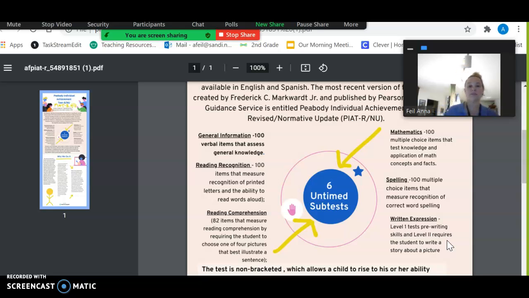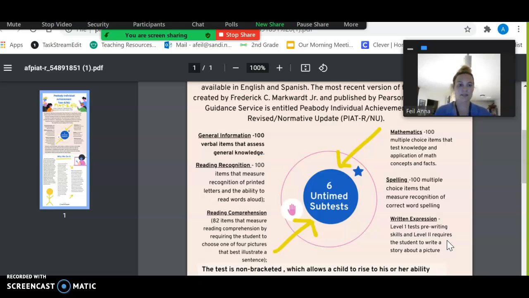So the content is 6 untimed subtests. The first area is general information, which is about 100 verbal items that assess a wide range of general knowledge. Second is reading recognition. Third is reading comprehension. Fourth is mathematics. Fifth is spelling. And sixth is written expression. Written expression is the only one that is timed.